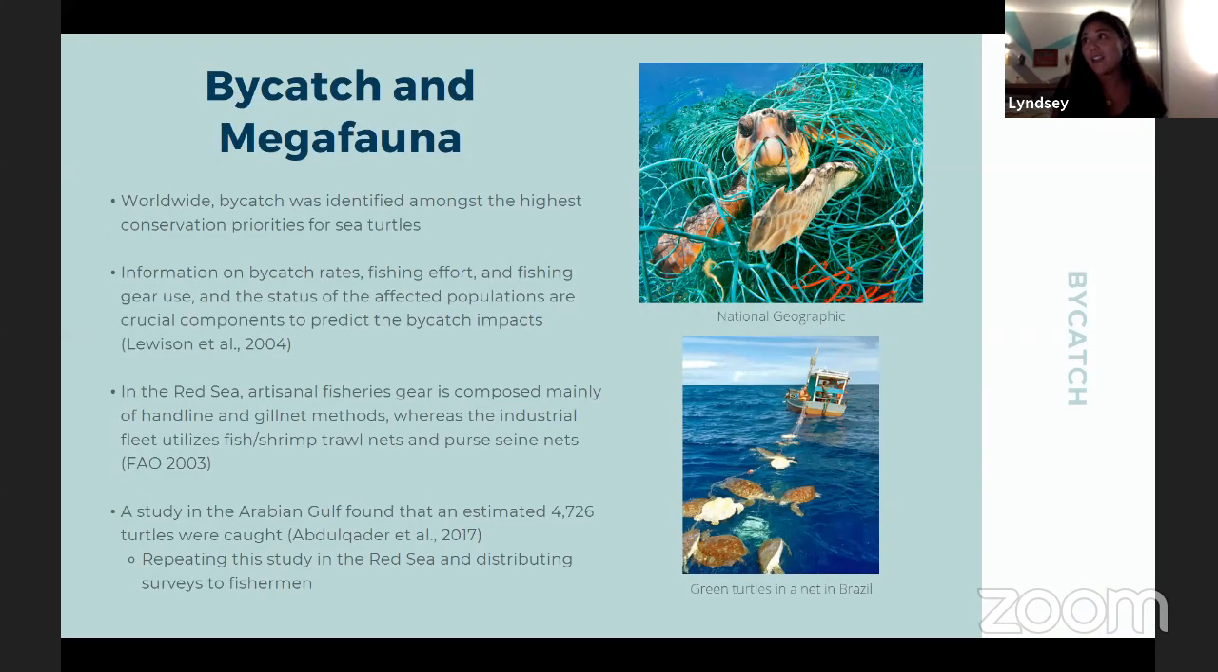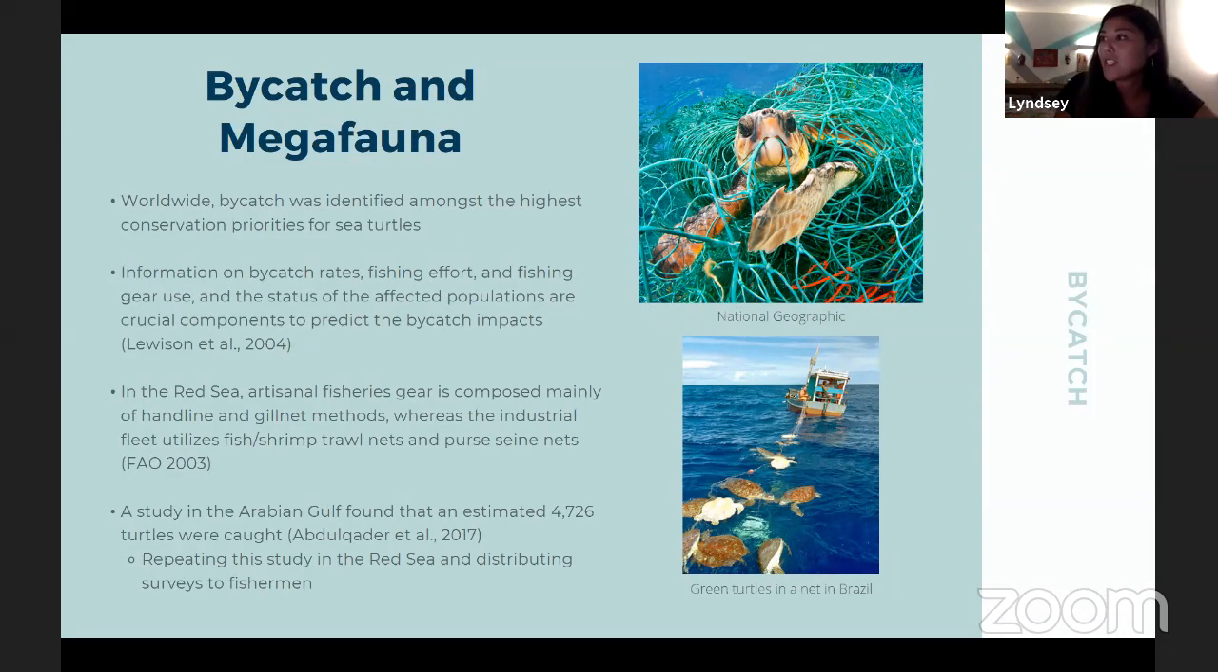Another major threat for sea turtles is bycatch. Bycatch is the accidental capture of animals that are not the target species. So if you're fishing with a net and you're trying to get one particular species of fish, oftentimes you're going to get other animals by mistake. That's what we define as bycatch. Worldwide, this is a really big problem with sea turtles. It's really important that we know more about bycatch rates here in the Red Sea and are able to predict the impacts it has on the greater population.